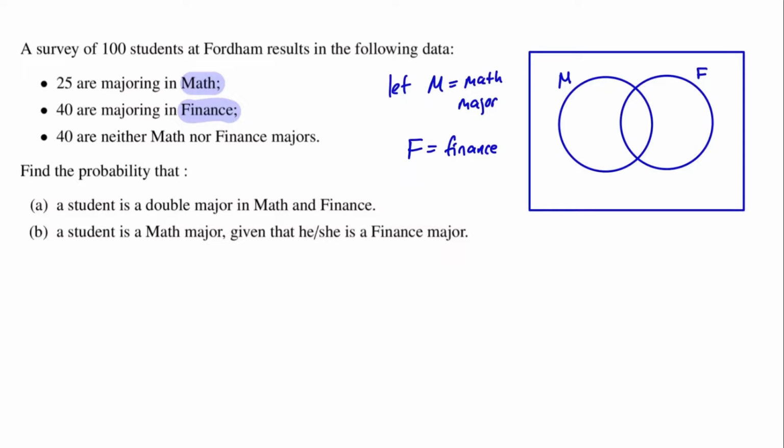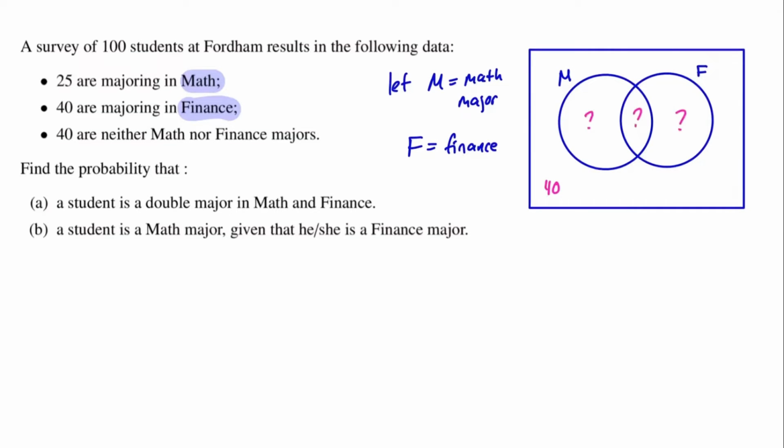If 40 are neither, I'm going to start with 40 first. So let's put 40 outside of each circle. And then we also know that there are 25 in the M circle, so 25 are going to be here. And there are 40 that are going to be here. But I don't know how much is in the intersection, so I don't want to put that information yet. So here's what we're going to do. We're going to use a formula to figure out what goes here, here, and here.